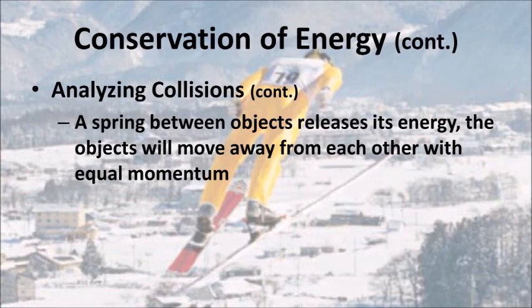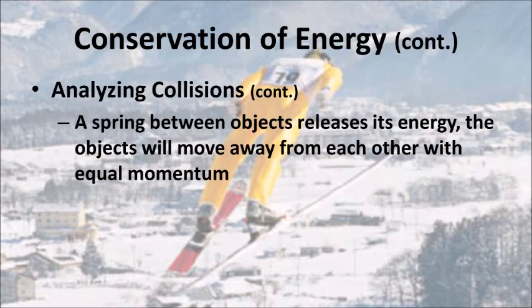Let's just say we had two objects that were close together where a spring is in between them, and that spring is compressed. So it has some potential energy in what we call elastic potential energy. When it releases its energy, the objects are going to move away from each other. Now, if the objects have equal masses, they should move at equal speeds. If they have different masses, they are going to move at different speeds. However, their momentums are going to be the same.